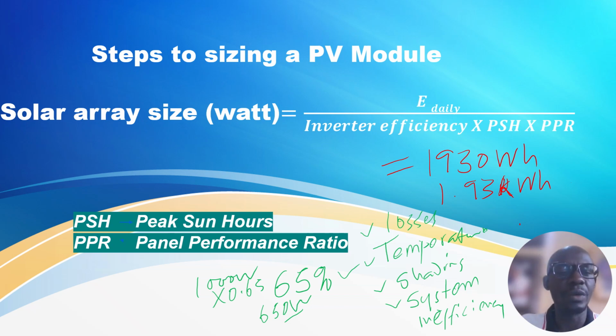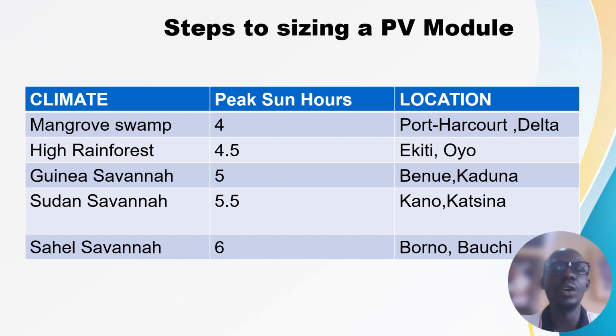Thank you. So we're moving ahead. I was talking about sizing and peak sun hours. For example, in Nigeria, we have the mangrove swamp. Peak sun hours for the mangrove swamp is averagely 4 hours, and those areas are maybe Port Harcourt, Delta, Bayelsa. The high rainforest is 4.5, like Ekiti, maybe the southwest.